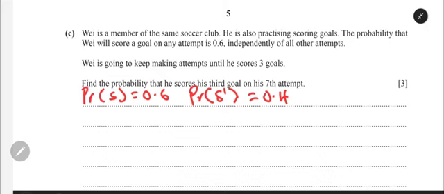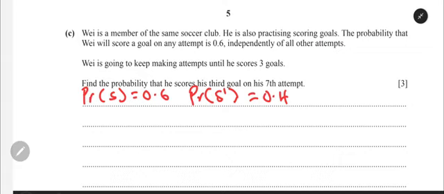So this is looking like binomial and geometric, but let's check the question again. He's going to keep on making attempts until he scores 3 goals. That's for geometric distribution. For geometric distribution, you keep on performing the experiment until you have your success. But this one, you are not looking for the first success, you are looking for 3 of that, because you have to score 3 goals. Getting 3 goals is the success here. We are going to classify that as our success.